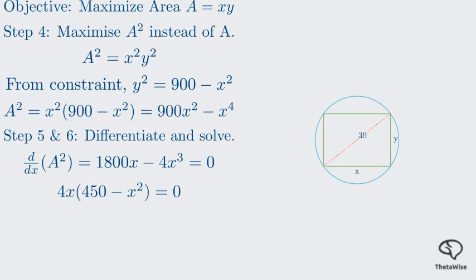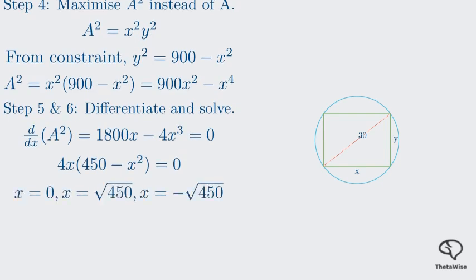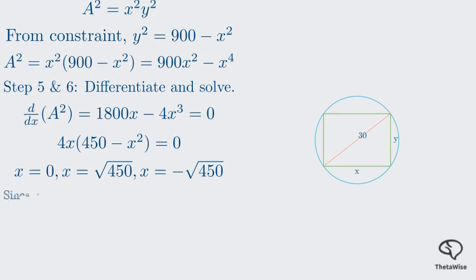Step 6 is to set this to 0. Factoring out 4x, we get 4x times the quantity 450 minus x squared equals 0. This gives us three possible solutions: x equals 0, x equals the square root of 450, or x equals negative square root of 450. We can immediately ignore x equals 0 and the negative value, as a side length must be positive. So x equals the square root of 450 is our answer. To simplify this, we can write it as 15 times the square root of 2.